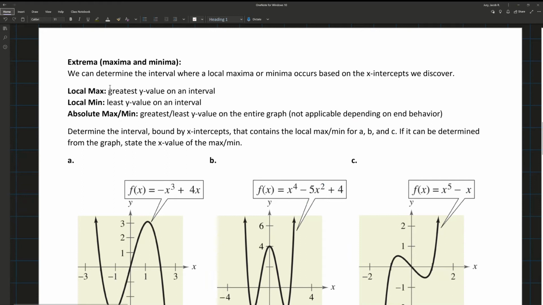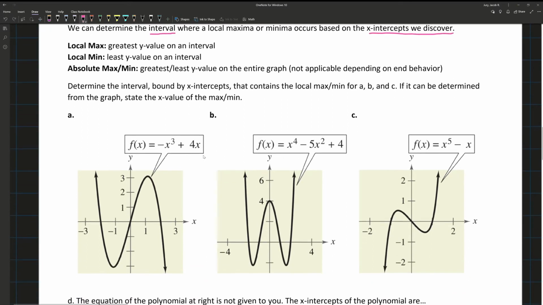Okay, here we are on the second page of extrema, maxima, and minima. We are determining the interval, so we're using interval notation again, where a local maxima or local minima occurs. And we're going to do that based on the x-intercepts we discover. So these x-intercepts are going to serve as little anchor points to kind of narrow down our search for the maxima and minima. Sort of like a neighborhood.